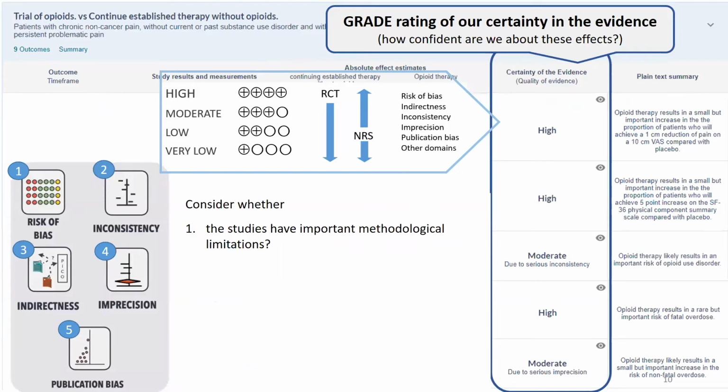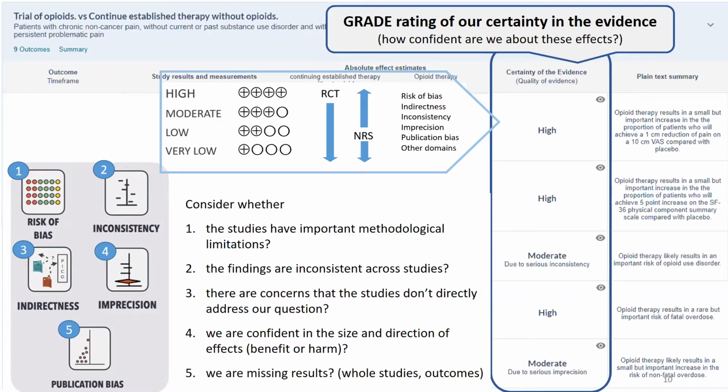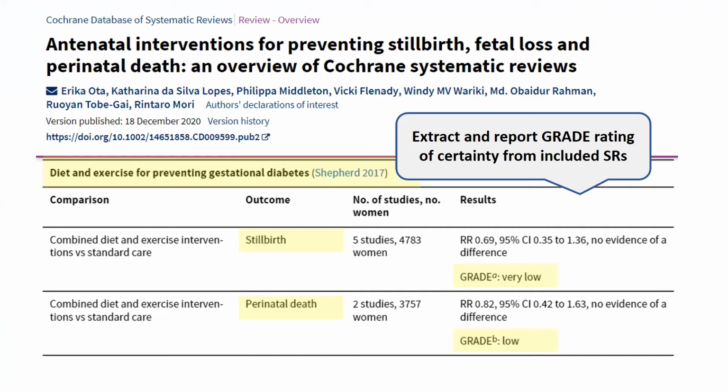In particular, we consider whether or not the studies have important methodological limitations, whether the findings are consistent across studies, whether there are concerns that the studies don't directly address our question, whether we are confident in the size and direction of the effect, so the precision of the effect, and whether we might be missing studies, whether it's whole studies or specific outcomes. Ideally, in an overview, the authors will be able to do something like this, where they can just basically extract and report the grade assessment directly from the included systematic reviews.